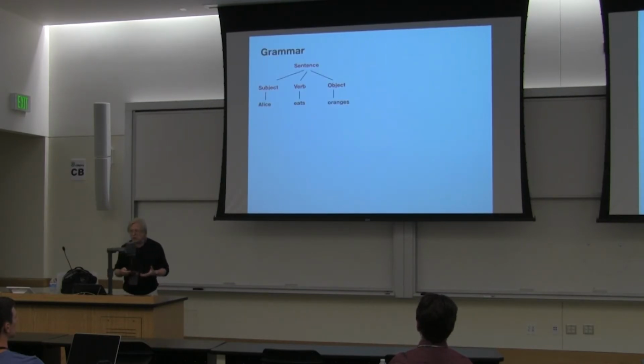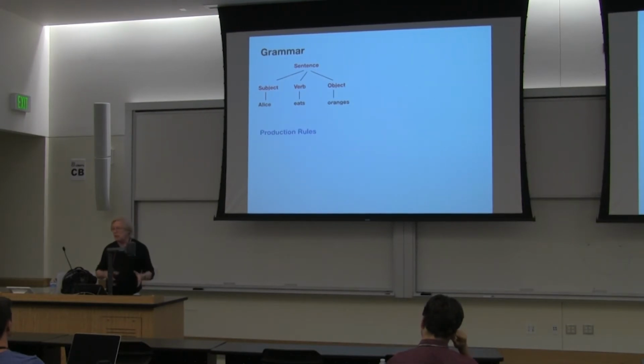To define a formal grammar, you give a set of what are called production rules, which tell you how to take certain symbols and replace them by other symbols. Okay, so it's a symbol processing game. So the first production rule for this tiny microscopic grammar for Alice eats oranges is a sentence can be derived to a subject followed by a verb followed by object.